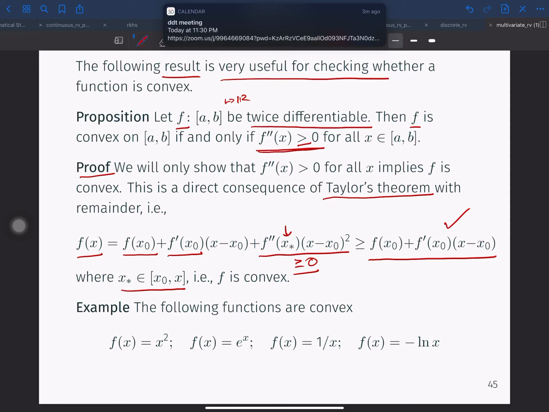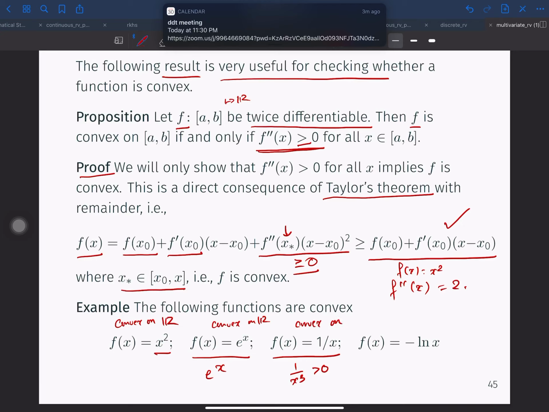So for example, x squared is convex because f''(x) in the case when f(x) equals x squared is simply 2. In the case of e to the power of x, it just becomes e to the power of x itself. In the case of 1 over x, it becomes 2 over x cubed, which is positive also. So this function is convex on the real line. This function is convex on the real line.